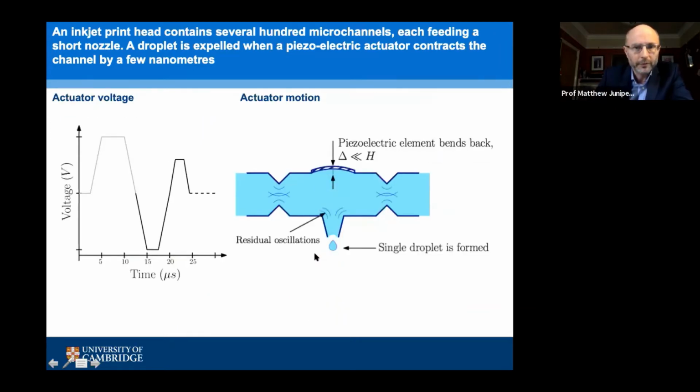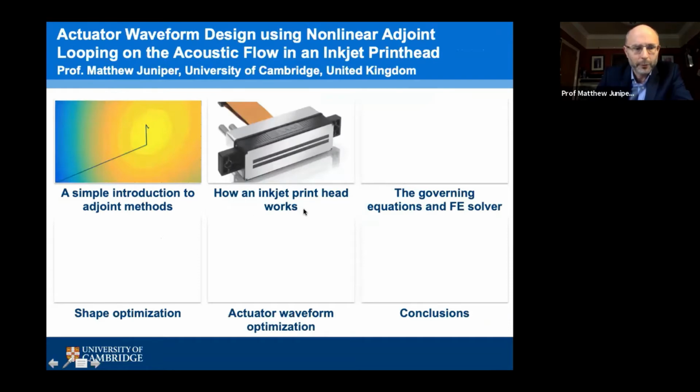So the first thing you want is all these droplets to be the same. And the next thing you want is to eject them as quickly as possible. And the way you do that is by making sure that the residual oscillations have died away before you eject the next droplet. Okay, so that's a very brief look at how an inkjet printhead works.